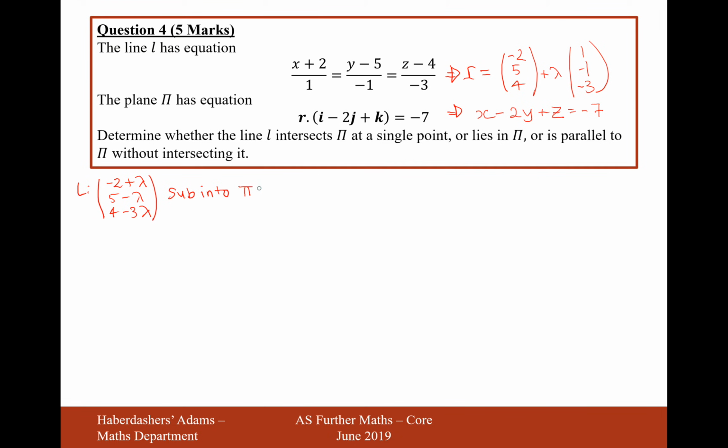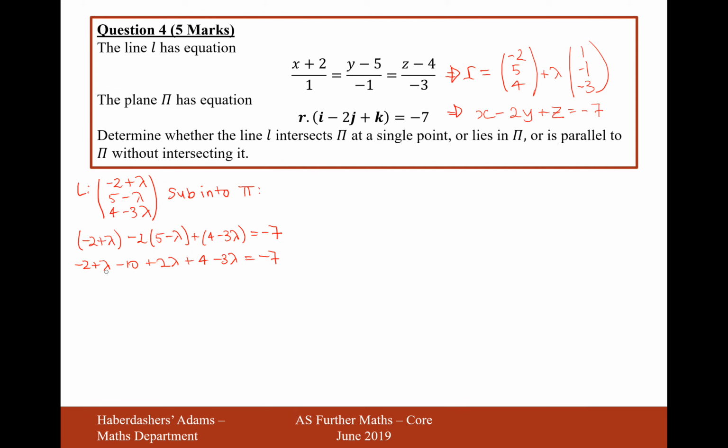the plane. So substituting it into the plane, the top row is x, the middle row is y, the bottom row is z, then it's going to be minus 2 plus lambda, minus 2 lots of 5 minus lambda, and then plus 4 minus 3 lambda equals minus 7. If we expand these brackets, we're going to get minus 2 plus lambda, minus 10 plus 2 lambda, plus 4 minus 3 lambda equals minus 7.